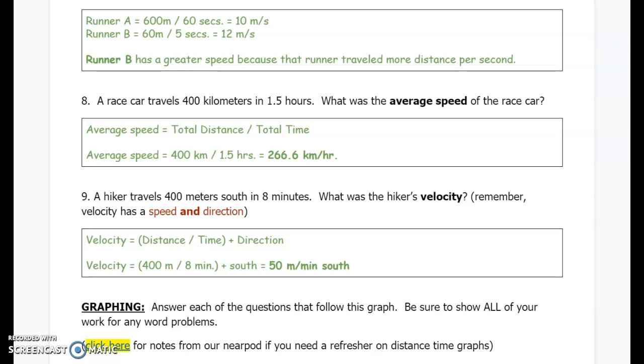Finally, number 9 asks us to find a hiker's velocity. The hiker traveled 400 meters south in 8 minutes. We have to remember that velocity has a speed and direction, so we need to add that direction into our answer. So velocity equals distance divided by time, which is our speed, plus direction. That gives us 50 meters per minute south.